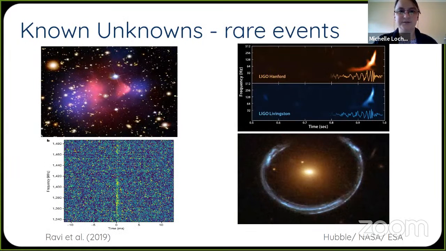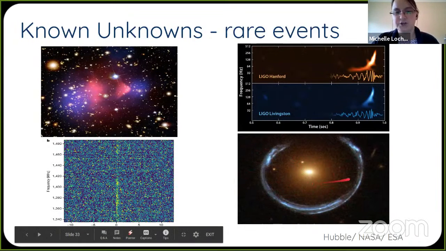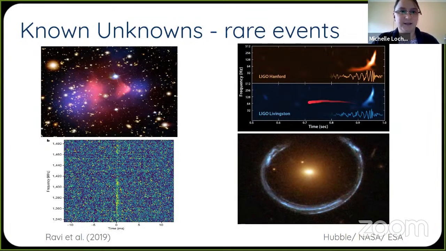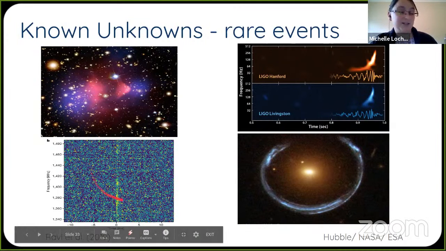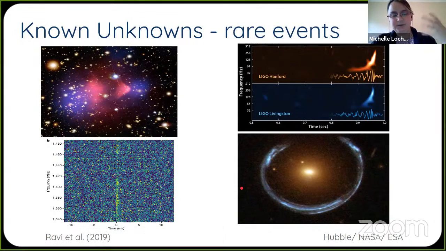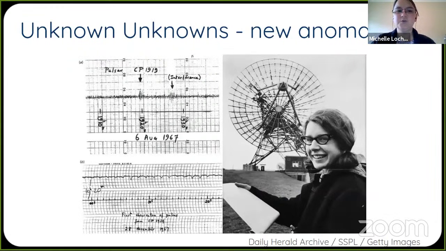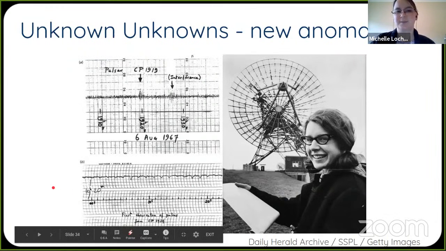Some examples of this in astronomy are things like strong lenses, where in a huge survey, you might only find a handful of strong lenses. These are rare objects. Or gravitational wave events, or fast radio bursts, although these are maybe not as rare as we thought. These are examples of events that are rare, but what we call known unknowns. These are things that we're looking for. They're rare, they're anomalous, but we know about them. The thing that's got me really interested is the unknown unknowns, new anomalies, new phenomena that nobody was expecting.